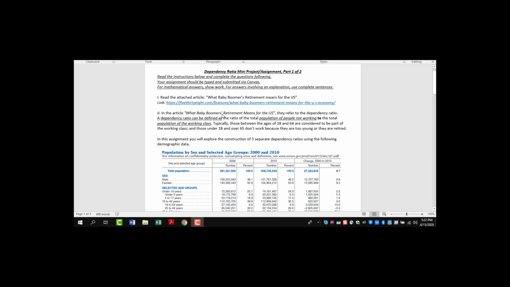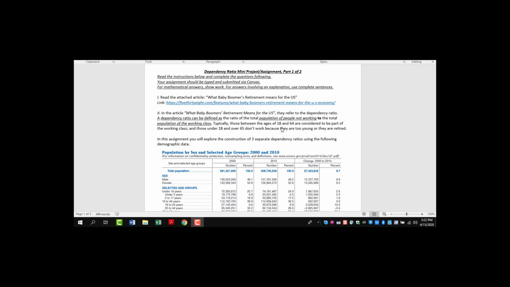What the article is going to be describing is what baby boomers are going to mean for the U.S. economy in terms of the numbers that need to be supported through Social Security, and the ratio of the people that are working to people over 65, how that's changing, how that's going to impact the federal budget. So typically, those between the ages of 18 and 64 are considered to be part of the working class, and those under 18 or over 65 don't work because they're either too young or they're retired.